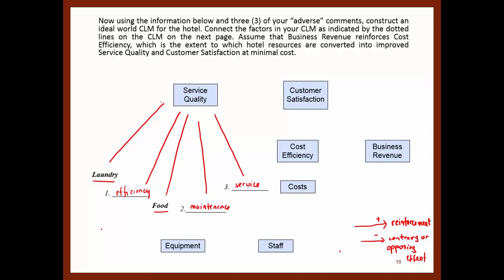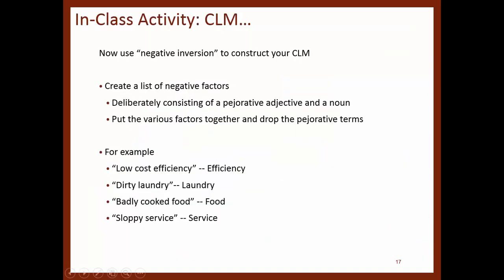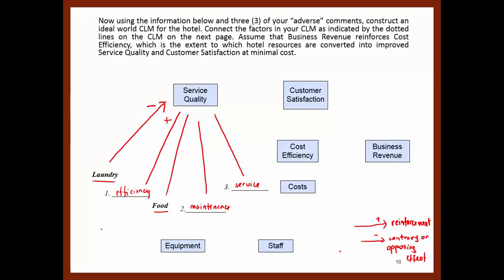So in your opinion, if we have, in our case, this dirty laundry, how is that affecting our service quality? Is it positive reinforcement, or is it an opposing effect? Yes, exactly. If we think about efficiency, we can see this from multiple points of view, but efficiency basically denotes something that is positive, right? So that's going to be reinforcement into our service quality. I think the way that we described the badly cooked food, and I'm referring back to this, in that case could be seen as a negative or opposing effect.